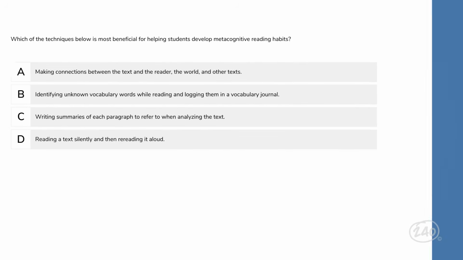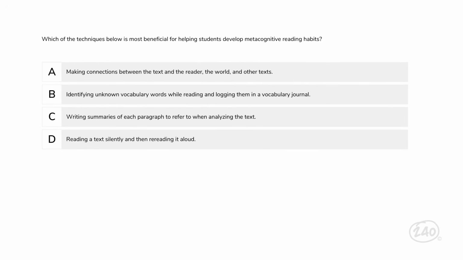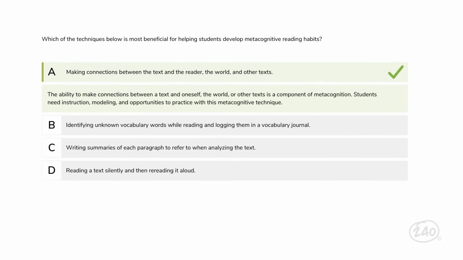Now, let's look at some questions from Domain 3, Comprehension. Which of the techniques below is the most beneficial for helping students develop metacognitive reading habits? Making connections between the text and the reader, the world, and other texts? Identifying unknown vocabulary words while reading and logging them in a vocabulary journal? Writing summaries of each paragraph to refer to when analyzing the text? Reading a text silently and then rereading it aloud? This is the right choice.